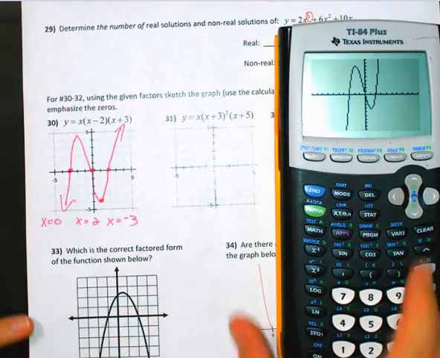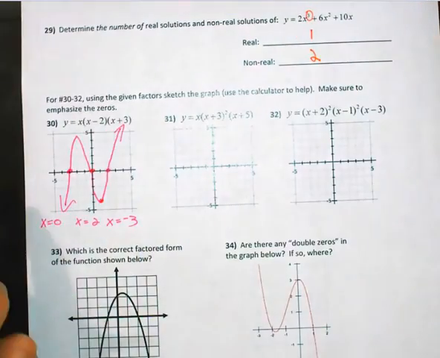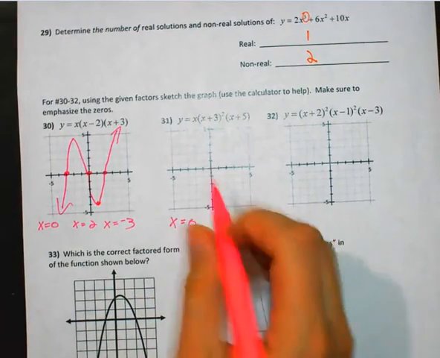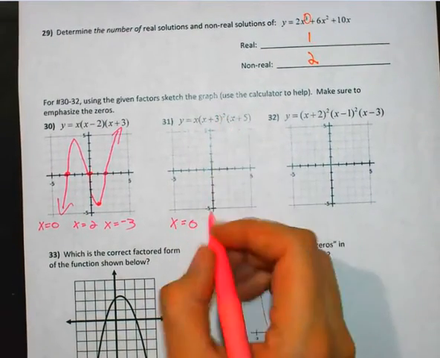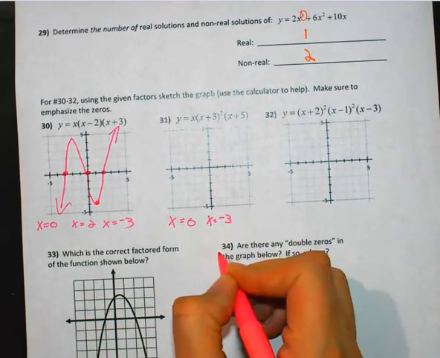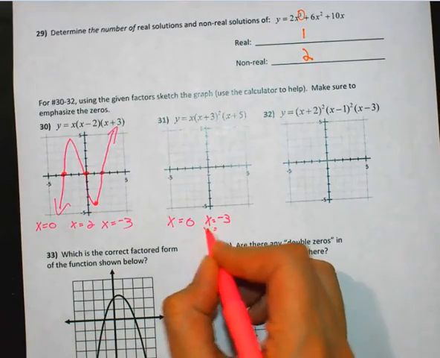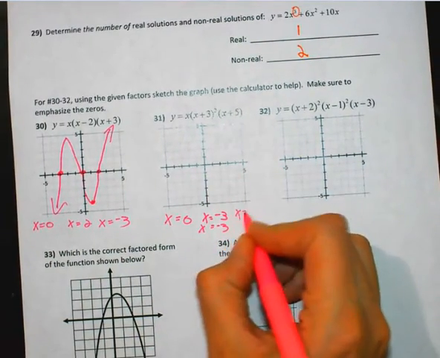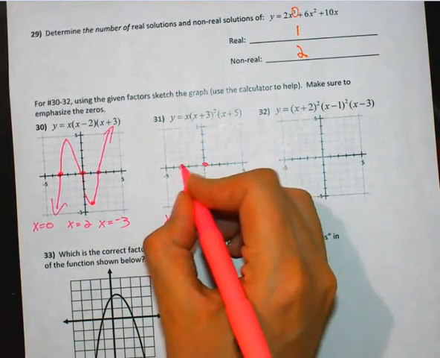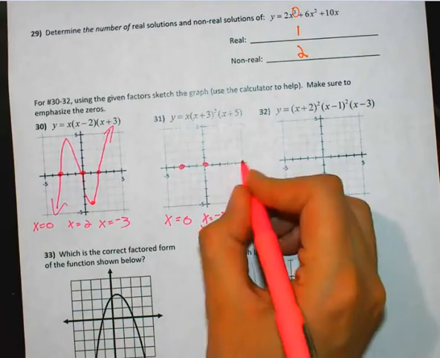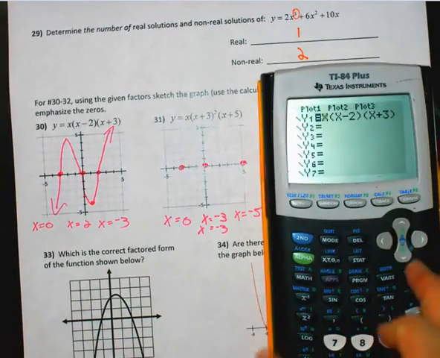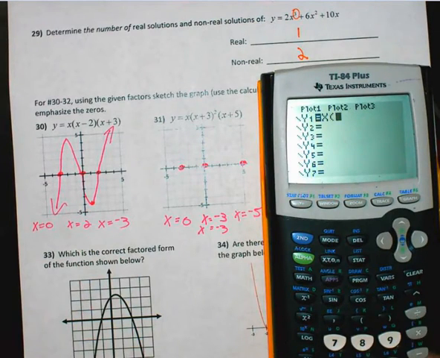Okay. All right, so you're going to go through and do that for all of these. This one, I have x equals 0. This one, because this is squared, that means I have a double root. So that's going to be x equals negative 3 and x equals negative 3. And then x equals negative 5. So you can start there. Negative 3 and positive 5. So go ahead and put it into the calculator, see what it looks like. Again, it needs to go exactly how it appears.